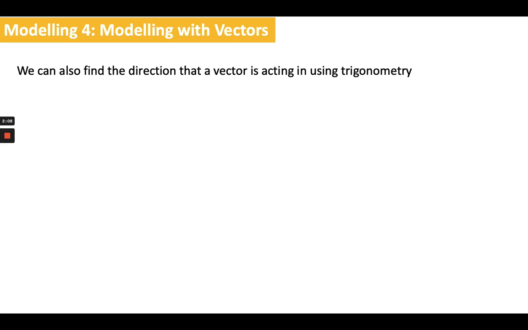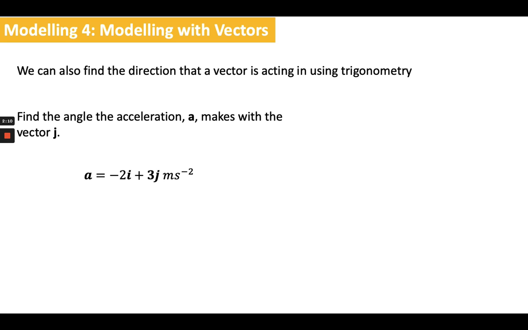Another key skill, and again something that we've done before, is being able to find a direction that a vector is acting in using trigonometry. So for instance, if I want to find the angle the acceleration a makes with the vector j, I've got this vector a, which is negative 2i plus 3j meters per second squared. I will always draw a diagram to do these questions. Trying to do them without will quite often lead to us making a silly mistake with our trigonometric functions.